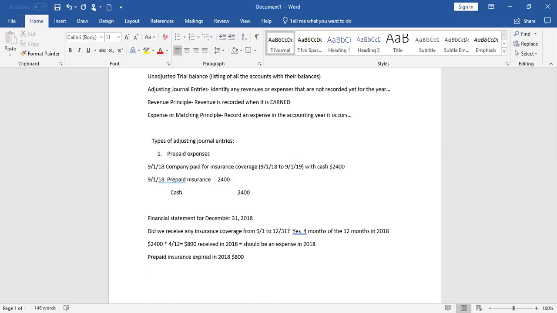Another way your author could present this is prepaid insurance unexpired, not expired, December 31st, 2018, $1,600. So it's telling you how much is still remaining at the end of the year, not how much has been used up. So if you want to figure out how much is used up, you have to say, well, how much was it in total? How much is still left? $1,600. $800 was used up or expired. So that's the difficult part of this chapter.